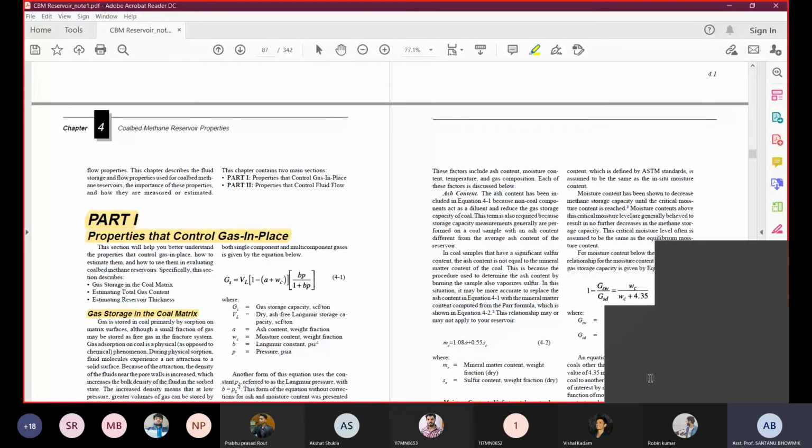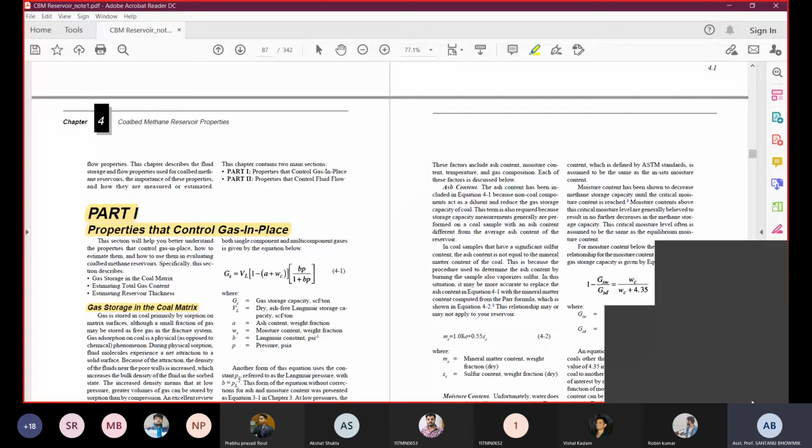So we'll start with part one, properties that control the gas in place. Whenever you look at the properties in this area, we need to discuss the gas storage, that is, the gas storage of the coal matrix, the total gas content, and the total reservoir thickness, because these three are very important to estimate the gas in place. First comes the gas storage in the coal matrix. When you want to know the gas storage of the coal matrix, the first idea obviously is the Langmuir isotherm.